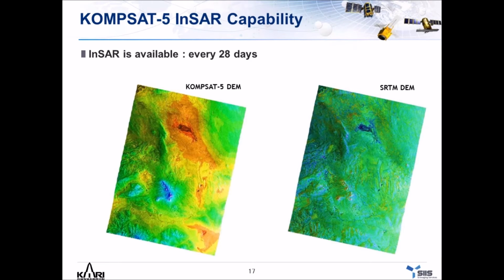Also, interferometry is available, and it can acquire the same incidence angle image every 28 days. This image shows the Kompsat-5 DEM result acquired in ST mode. The right one shows SRTM DEM, so you can compare how much more detailed the Kompsat-5 data is.